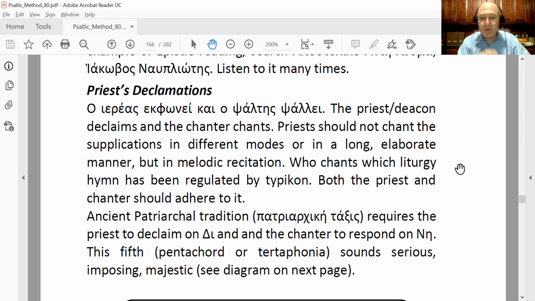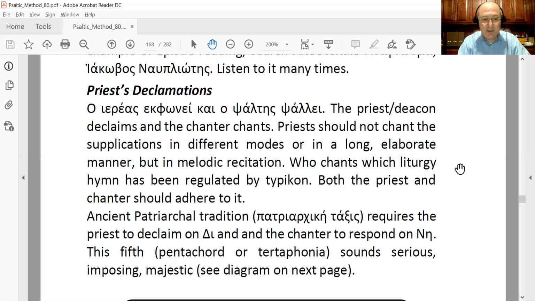The priests should not chant the supplications in different modes, or in a long, elaborate manner, but only in melodic recitation, which is very fast, on a tone, on a note, like we did the Apostolos, exactly the same way. Who chants which liturgy hymn has been regulated by the Typikon. Both the priest and the chanter should adhere to the Typikon. It's not up to the priest, it's not up to you, the chanter, it's not up to the local bishop to change that.